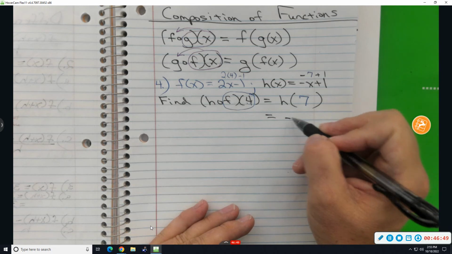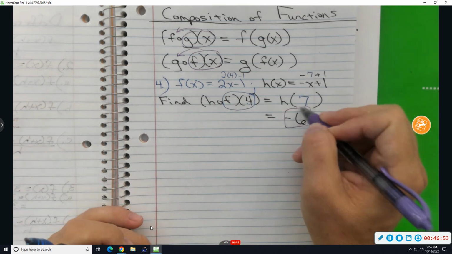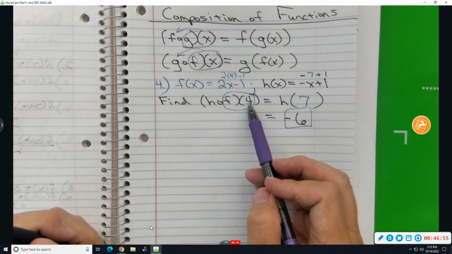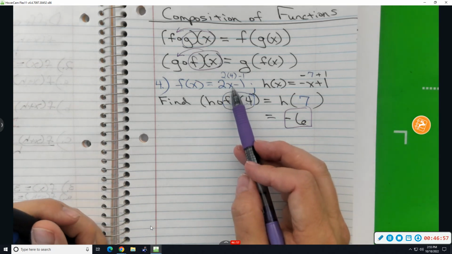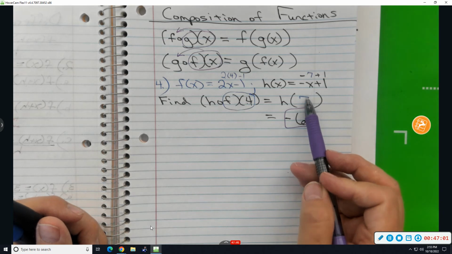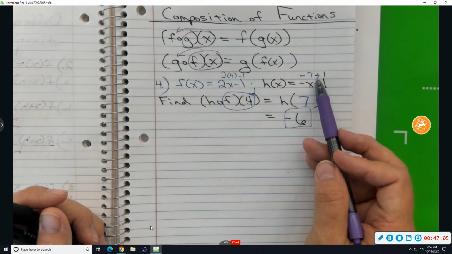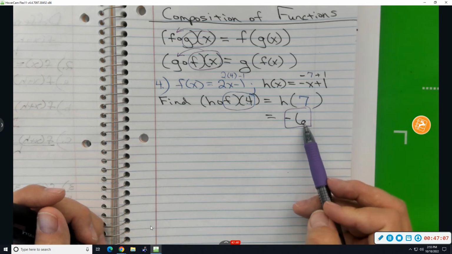I agree. So that's the answer. We took the 4, we plugged it into F, and that gave us a 7. We then take the 7 and plug that into H. Negative 7 plus 1 gives me a negative 6.